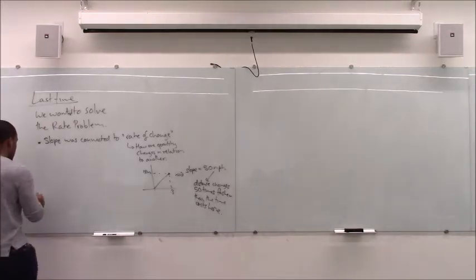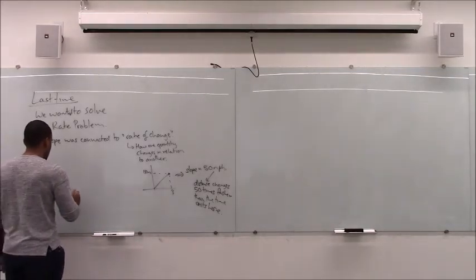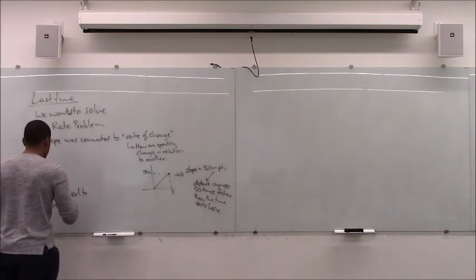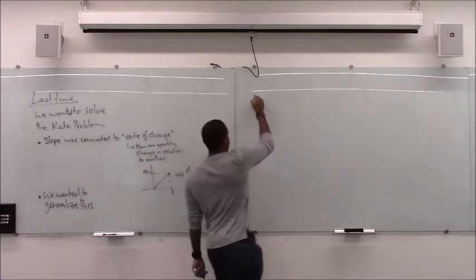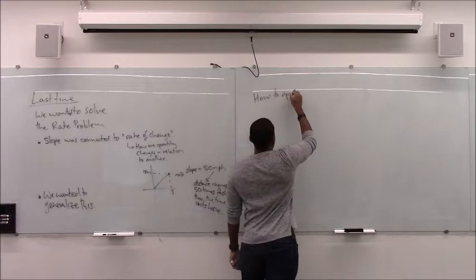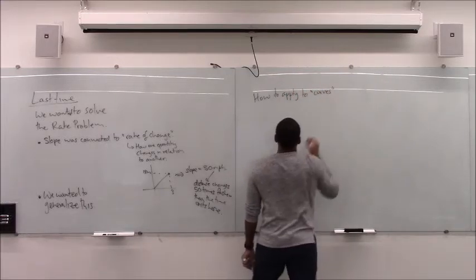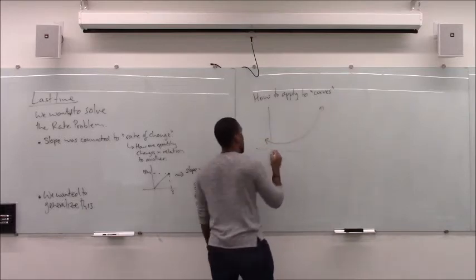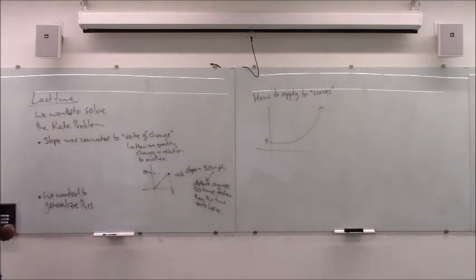So then the next thing we saw, we wanted to generalize this idea. And so now the question was, how do we apply this to, let's say, curves? So you have some curve, it's not a straight line. How can you apply the slope idea? Slope is something that we usually are used to talking about for straight lines.